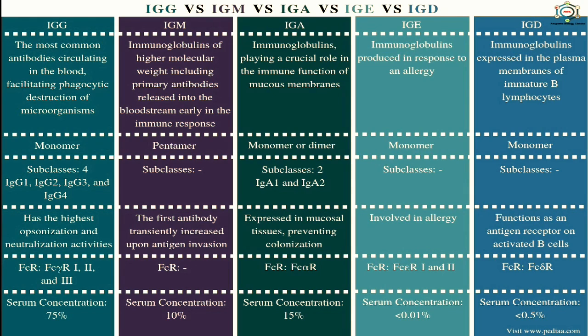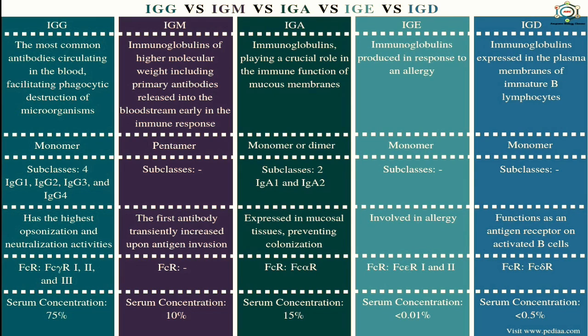While in case of IgM, it is an immunoglobulin of higher molecular weight, including primary antibodies released into the bloodstream early in the immune response. It is a pentamer, and there are no subclasses. It is the first antibody transiently increased upon antigen invasion. Serum concentration is 10%. IgA is an immunoglobulin playing a crucial role in the immune function of the mucous membrane. It is a monomer or dimer. Subclasses are 2, IgA1 and A2. Expressed in mucosal tissue, preventing colonization, serum concentration is 15%.